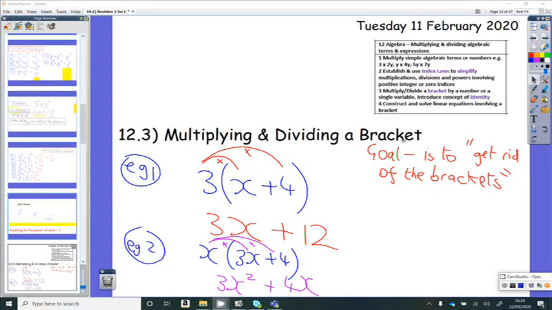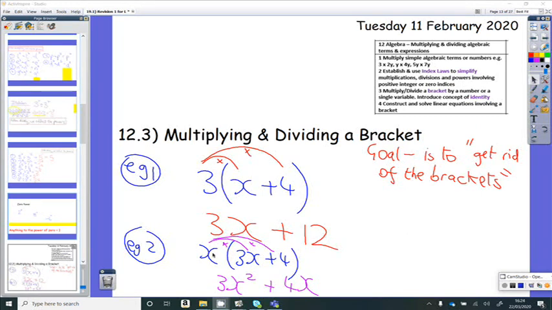So, moving on to 12.3, multiplying and dividing a bracket. So remember the claw, okay? Our goal is to multiply twice, and this will get rid of the brackets. So the first claw goes from the 3 to the x. 3 times x is 3x. Get the sign right, it's a plus sign. And then the second claw, 3 times 4 is 12.